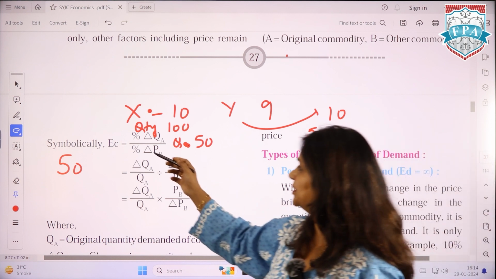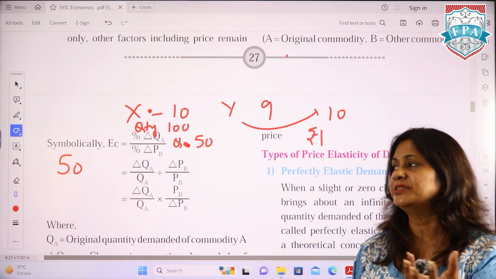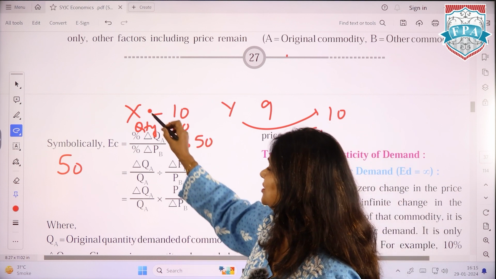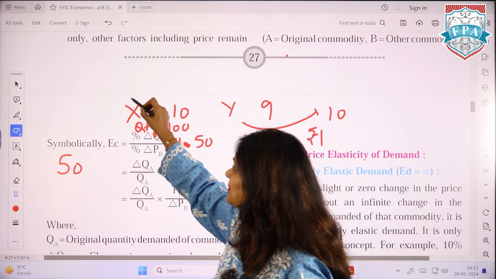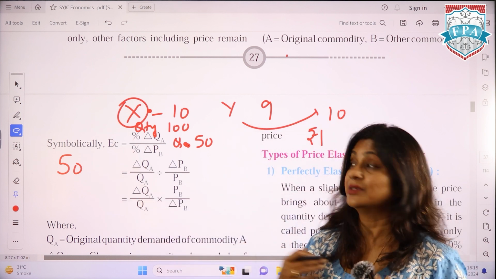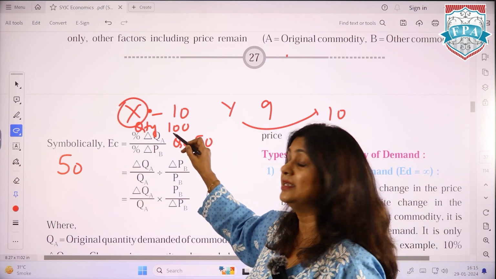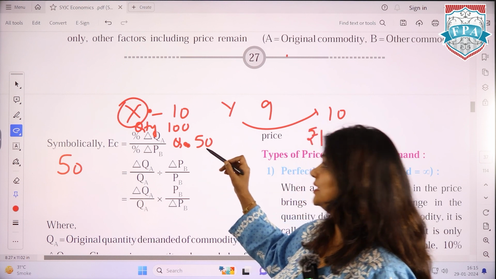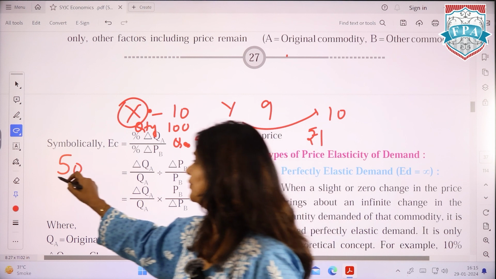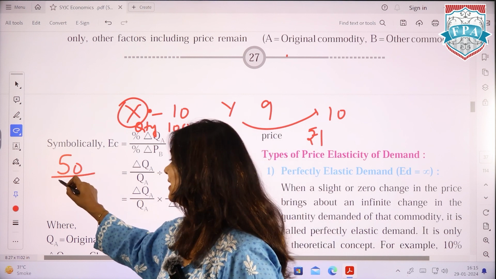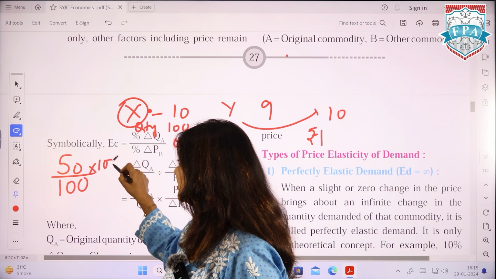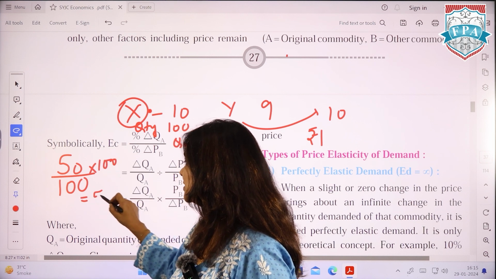Now just you have to put it into this formula, that what is the percentage change in the quantity of A? So what is the percentage change in the quantity of A? A क्या है हमारा? X पहला प्रोडक्ट, राइट? हमारा गुड इन क्वेश्चन. तो उसकी पहले क्वांटिटी कितनी डिमांडेड थी? 100. अभी कितनी क्वांटिटी डिमांडेड है? 50. सो व्हाट इज द चेंज? 100 minus 50, 50 units is the change, divided by the original quantity demanded. So what is the percentage change? It is 50%.